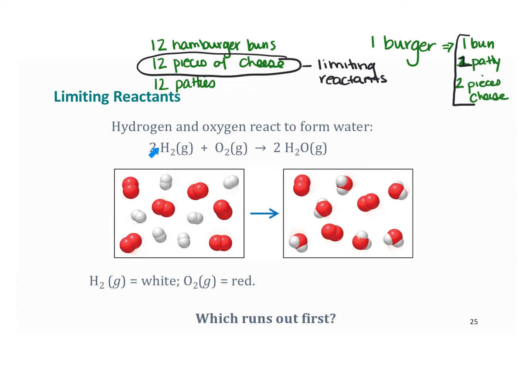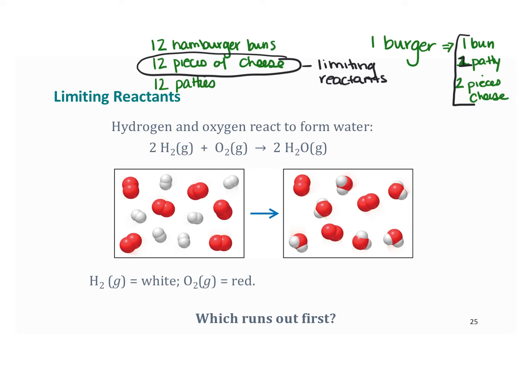So we can use balanced equations to help us with this. We kind of view this as our recipe, where we say, look, we have 2 moles of hydrogen gas for every 1 mole of oxygen gas, and that's going to produce 2 moles of water. Well, just like the pieces of cheese here, we are going to run out of H2 first if we have equal amounts of these things, okay? And so that would be called our limiting reactant.